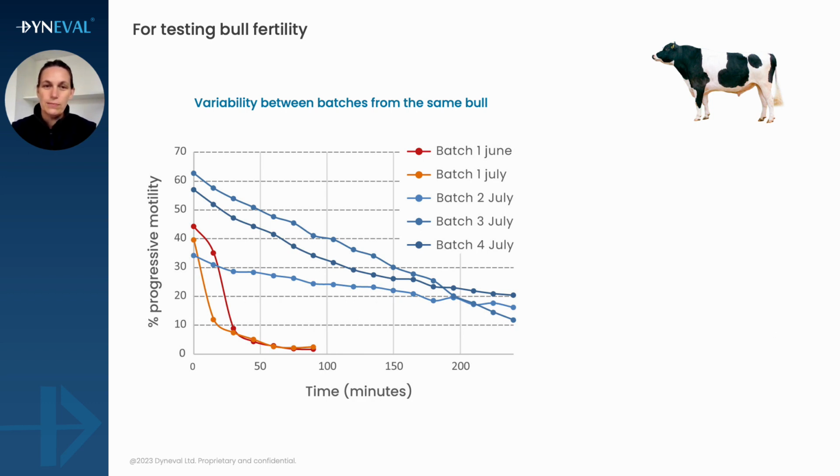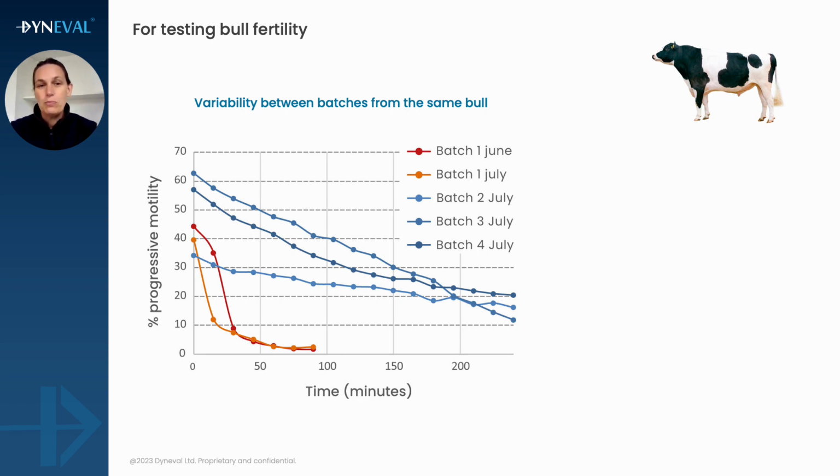However, it also has the additional advantage that you can see whether motility is sustained over time if you have any concerns. Here we show data from conventional semen packed into an AI straw, and we can see the red and orange results from batch 1 showed that the progressive motility could not be sustained, and it fell very abruptly at around 30 minutes. Clearly, this would not be good for getting good conception rates.